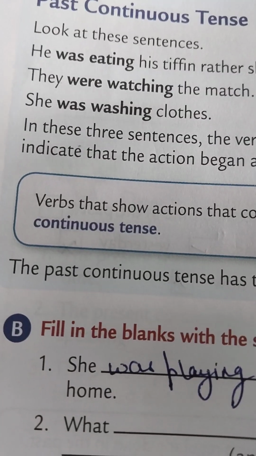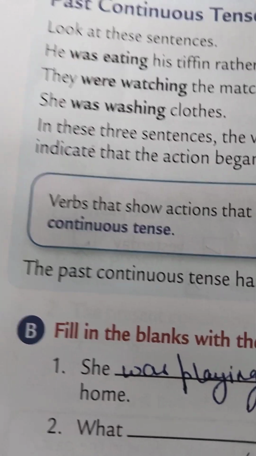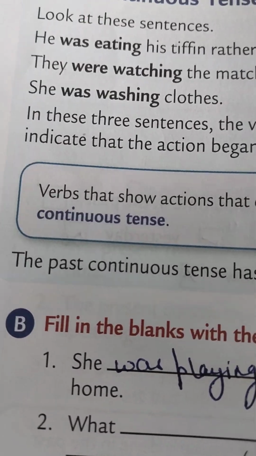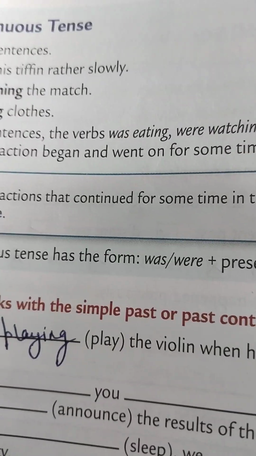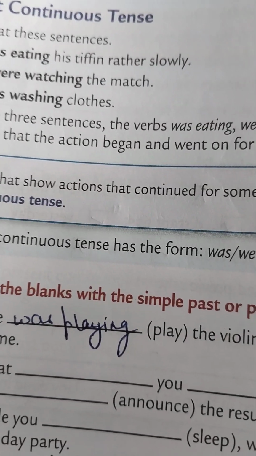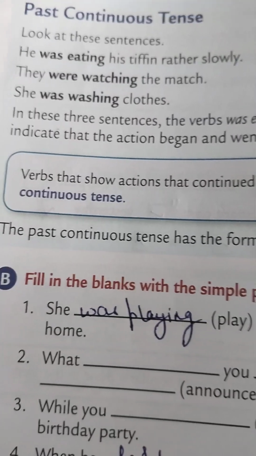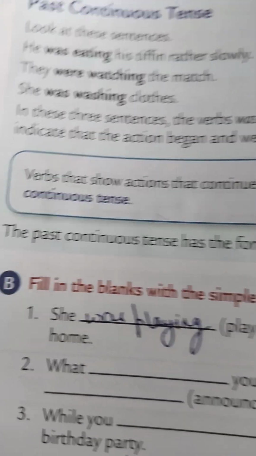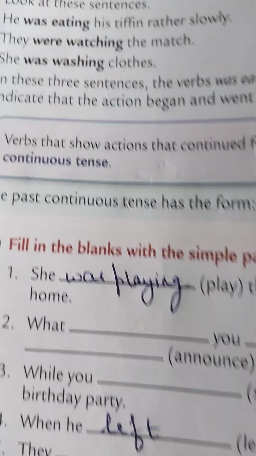He was eating his tiffin rather slowly. They were watching the match. She was washing clothes. Now in these 3 sentences, the verbs was eating, were watching and was washing indicate that the action began and went on for some time in the past. So in past continuous tense we refer to the actions which began in the past, continued for some time in the past and completed in the past.